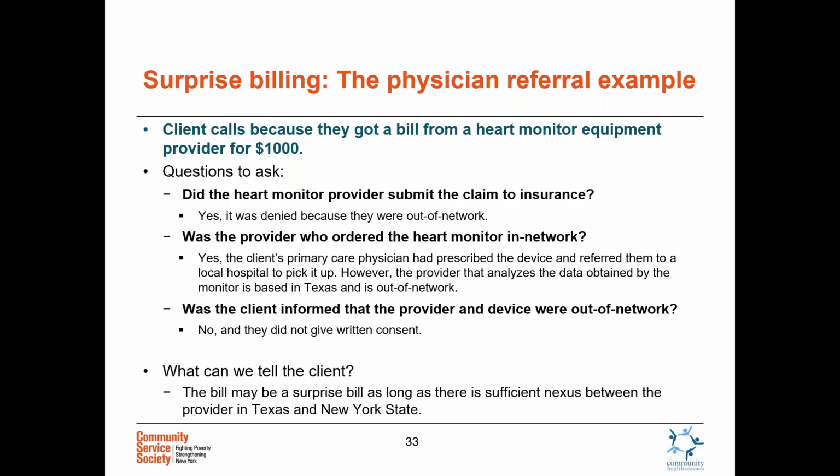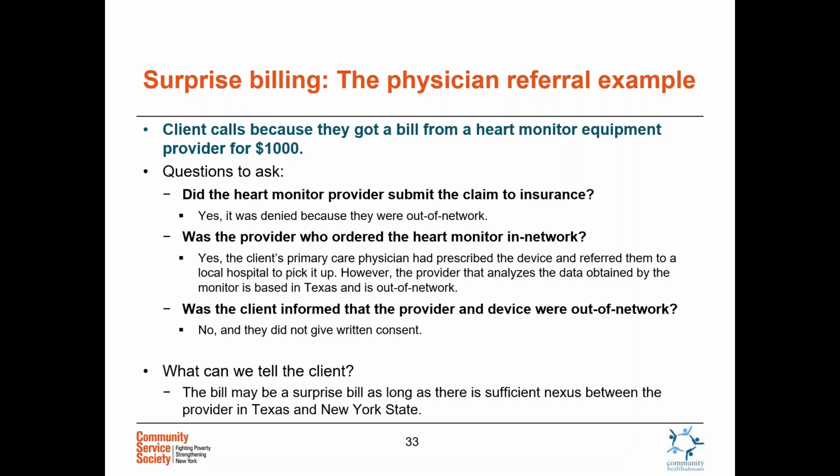And in this situation, which is very similar, let's say it's for heart monitor equipment. Did the heart monitor provider submit the claim to insurance? Yes, and it was denied because they're out of network. Was the provider who ordered the heart monitor in network? Yes, the client's primary care physician had prescribed the device and referred them to a local hospital to pick it up. However, the provider that analyzes the data obtained by the monitor is based in Texas and is out of network. Was the client informed that the provider and device were out of network? No, and they did not give written consent.